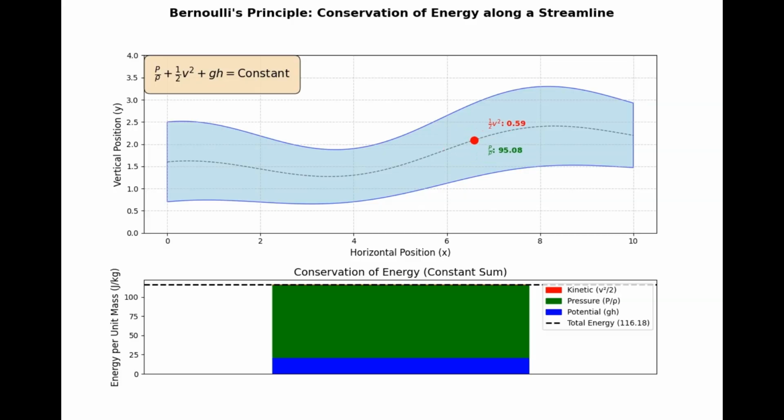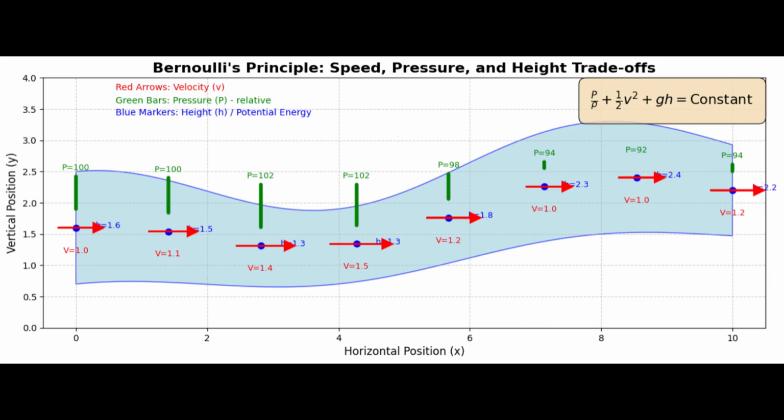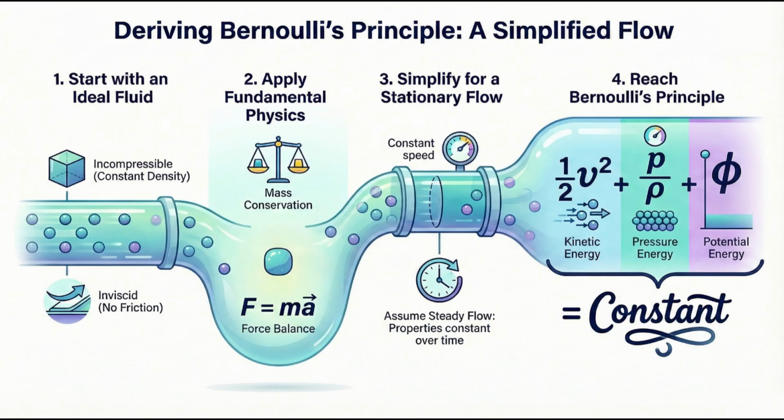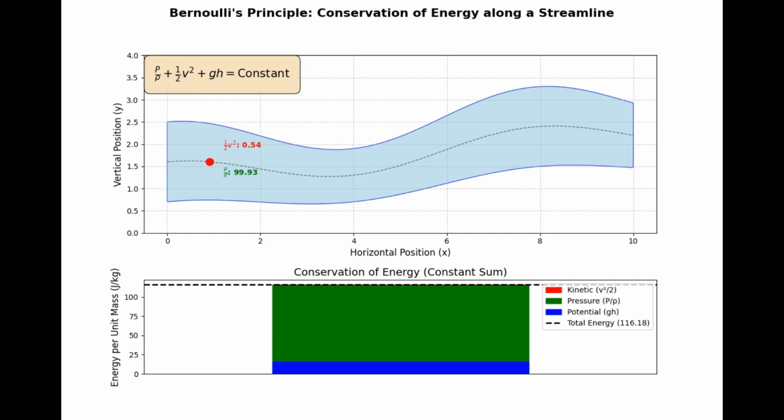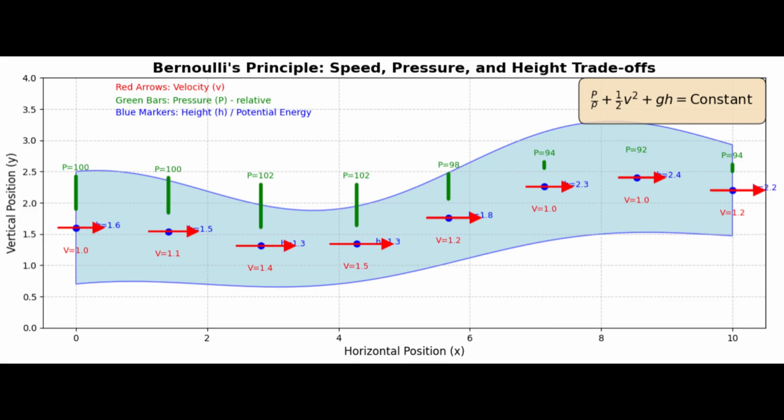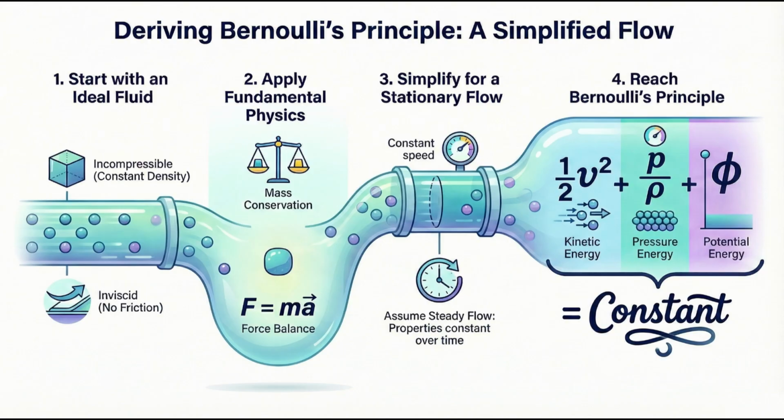And finally, because that total energy has to stay the same, you get these direct inverse trade-offs. Let's say the fluid moves into a narrow section and speeds up. Well, that increase in kinetic energy must be balanced by a drop in pressure. Or, if it moves to a higher elevation, gaining potential energy, then both its kinetic and pressure energy have to dip to compensate. This principle clearly shows how a fluid's speed, pressure, and height are in a constant dance, trading places to keep the total energy balance true.